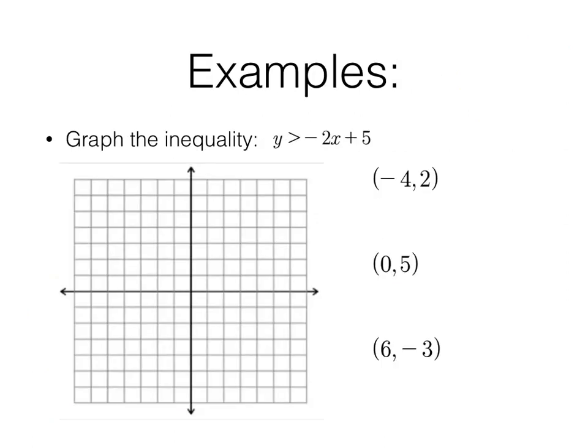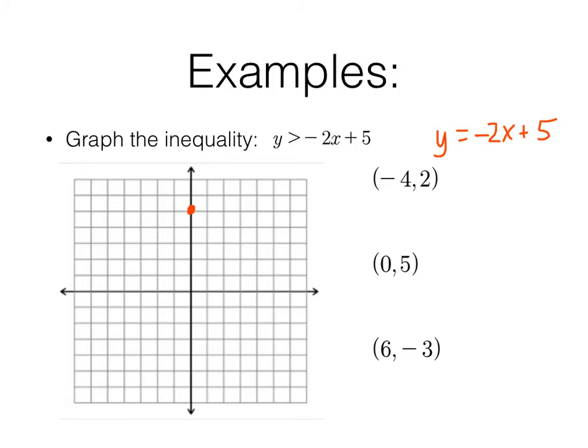All right, let's try one, and then we'll test out some points. So we're going to graph the line y equals -2x plus 5 first. We're going to graph the line by putting points on the coordinate plane. It's got a y-intercept of 5, so we'll go ahead and put a point there. It's got a slope of -2.